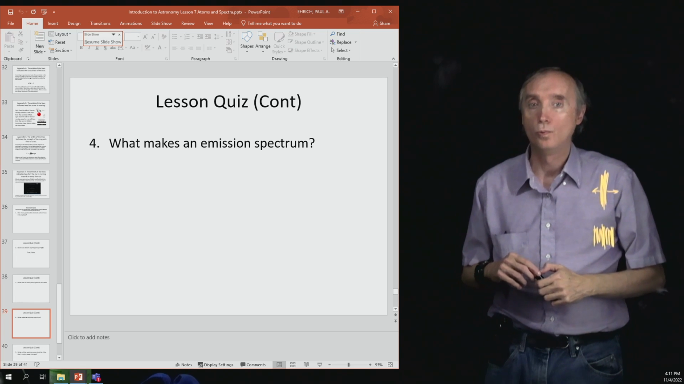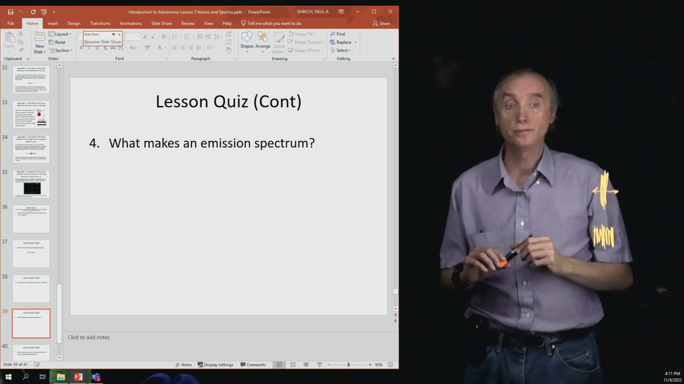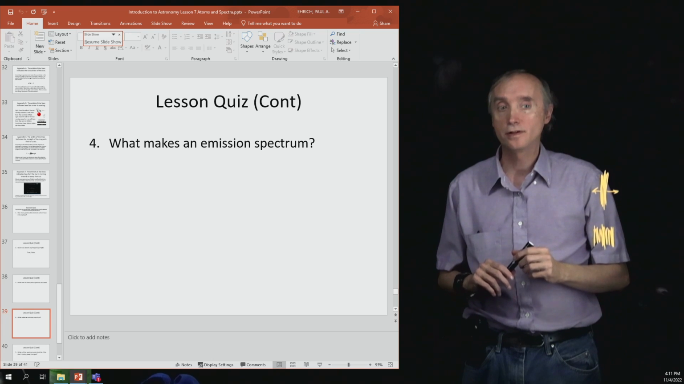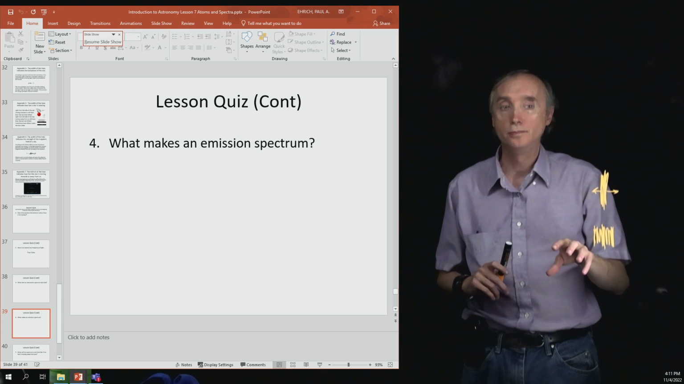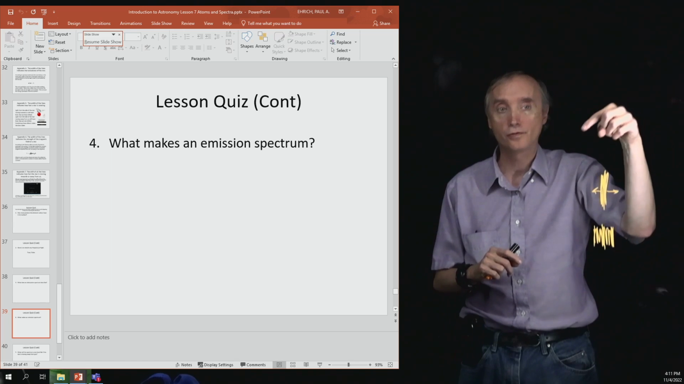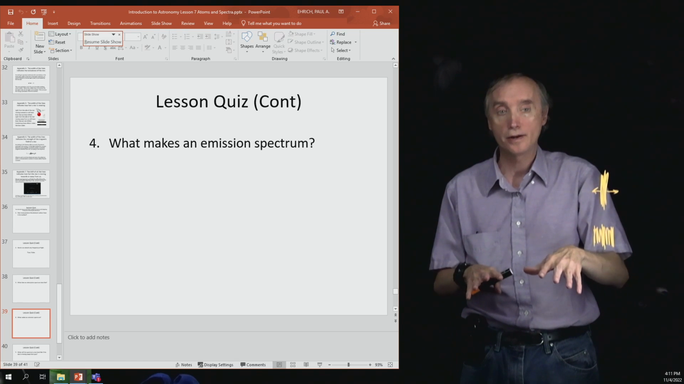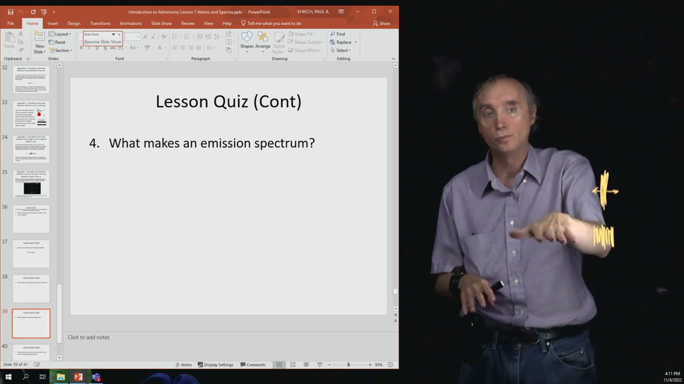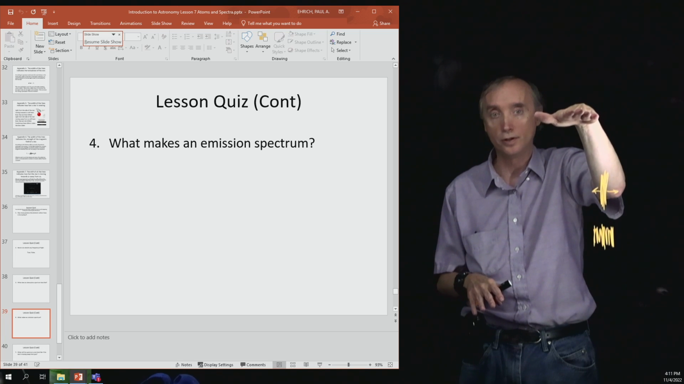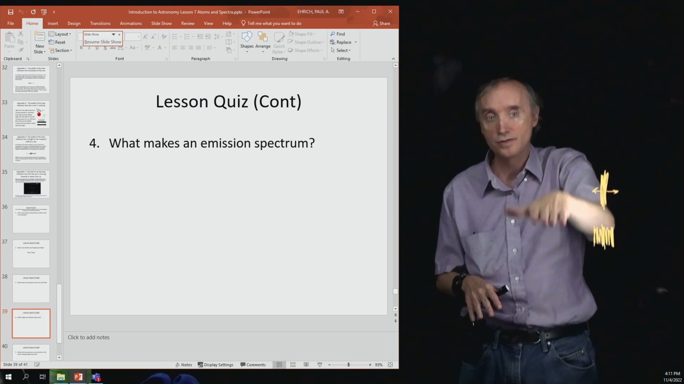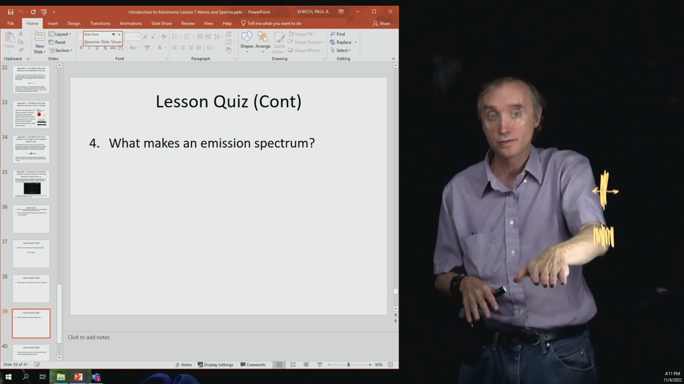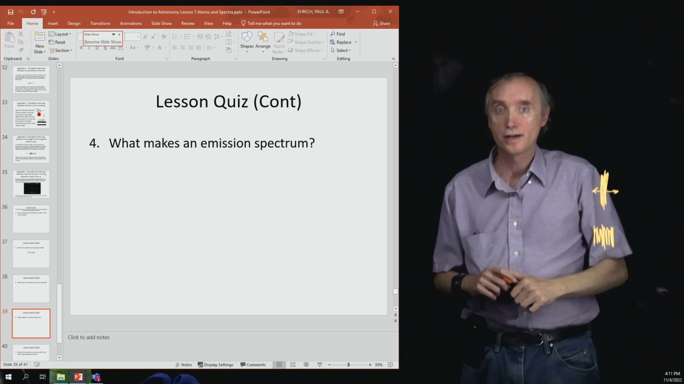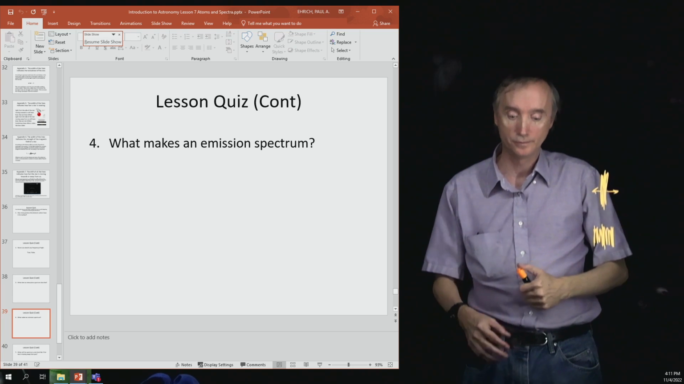Number 4, what makes an emission spectrum? That's going to be when you've got an atom and then light of a certain frequency comes in, it hits the atom, it makes the electrons jump from one energy level to another one, and then when they come back down, they're going to emit a certain color of light. So that's the emission spectrum.